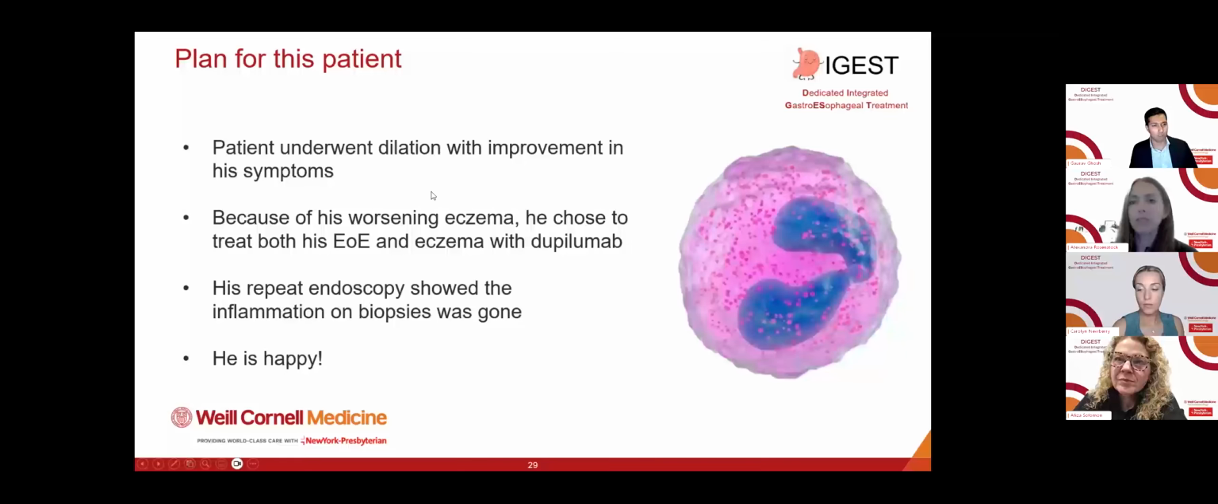And so because of his worsening eczema, he chose to treat both his EOE and his eczema with dupilumab. His repeat endoscopy showed the inflammation on biopsies was gone, and as we end all of these digest webinars, the patient is happy. And that's an eosinophil there on the right.